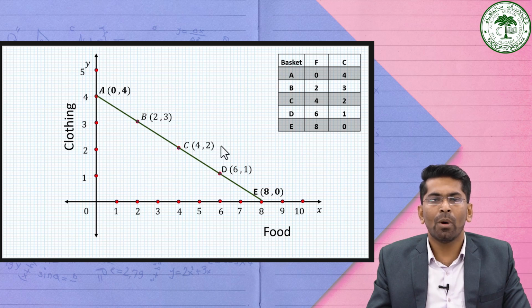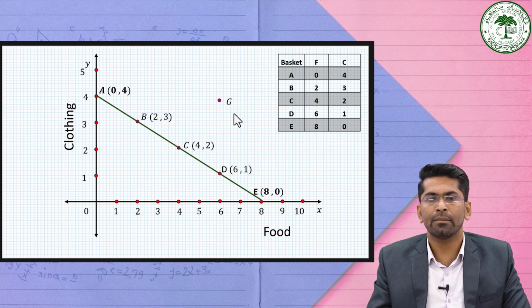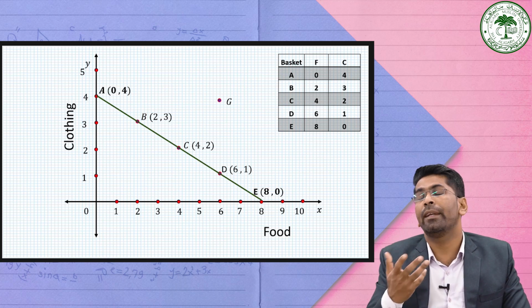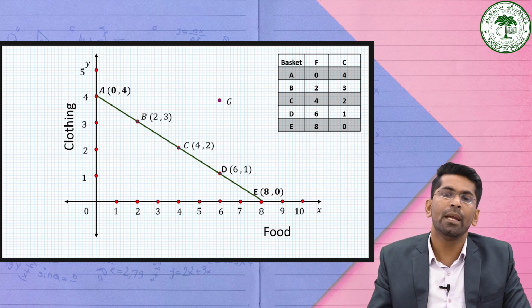So we have a proper budget line here, and we have a point outside the budget line, that is point G. This point G is outside the boundary of the budget line, which is generally assumed to be unattainable. It is not possible to purchase at point G because consumer income is limited.